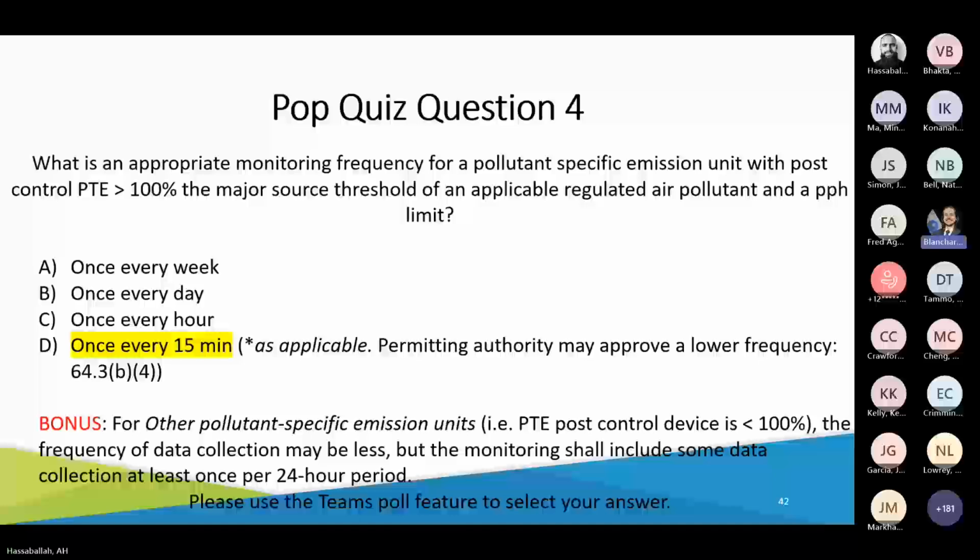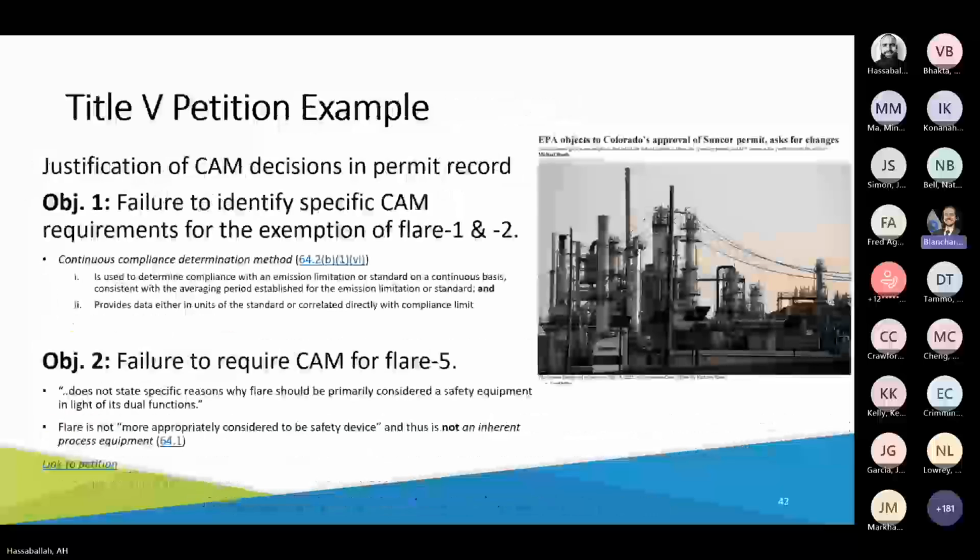Moving on, we have a Title V petition example where EPA objected to a Title V permit in part because of some failure in the CAM section, and the specifics here are the justification of the CAM decisions within that permit record, with the first objection being a failure to identify specific CAM requirements for the exemptions of flares 1 and 2. And this is for the Suncor refinery in Colorado. Some of you may have heard and followed in the news.